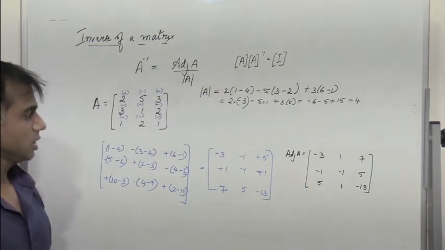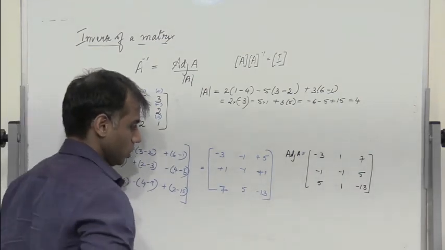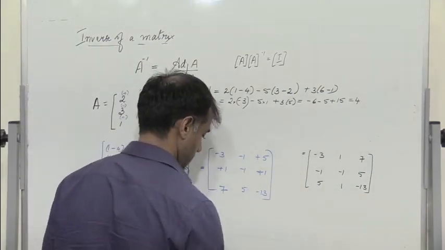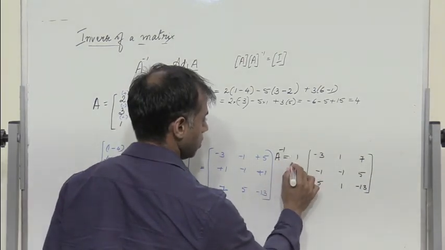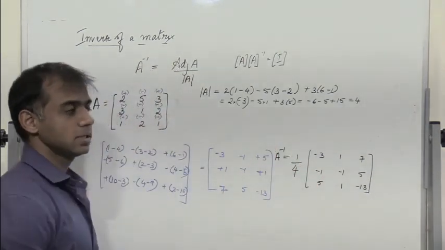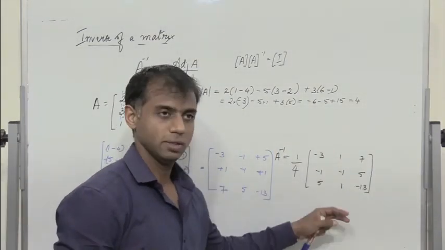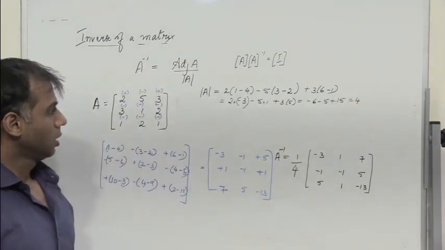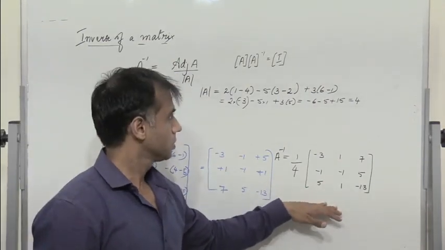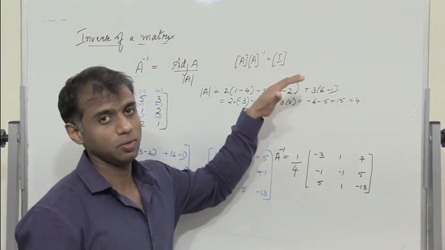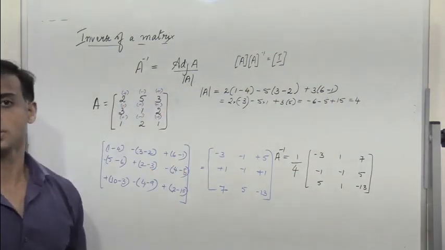Now how do we find the inverse? The inverse is nothing but adjoint A divided by determinant A. So therefore A inverse is equal to 1 by 4, where 4 is the value of the determinant of A, into adjoint A. So this is the inverse. Now if I multiply matrix A with this matrix, I will get the identity matrix I. Right? So this is how we can find the inverse of the 3 cross 3 matrix.